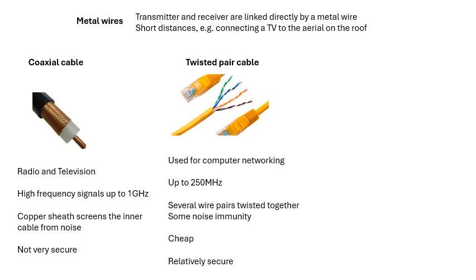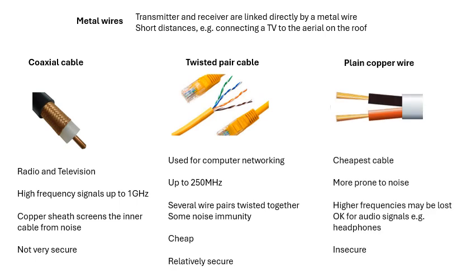Twisted pair cables are used for computer networks. In fact, the Ethernet cable going into the back of your computer carrying the internet will be one of these. Twisted pair cables handle up to about 250 megahertz. Several pairs of wires are twisted together, and that gives you some noise immunity. They are cheaper than coaxial cables, and relatively secure.